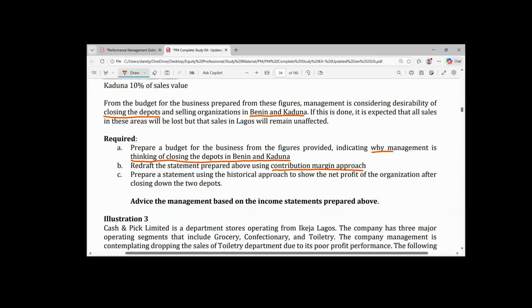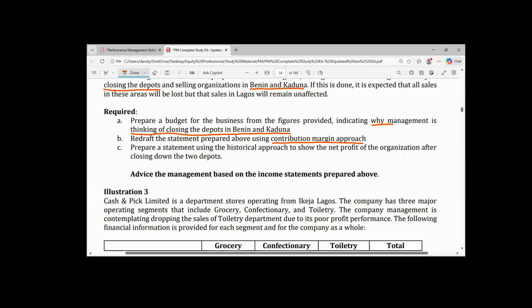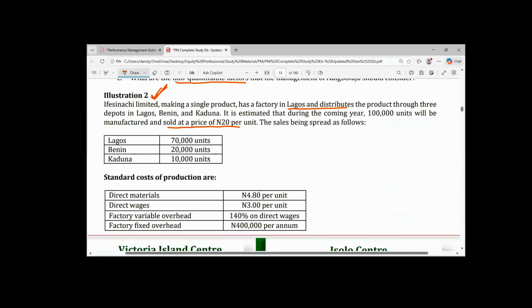So what am I supposed to do in this particular requirement? The examiner is telling you that you should prepare a budget indicating why management is thinking of closing the Benin and Kaduna depot. When you look at this question, you will see that we are not given an income statement to show profit or loss.